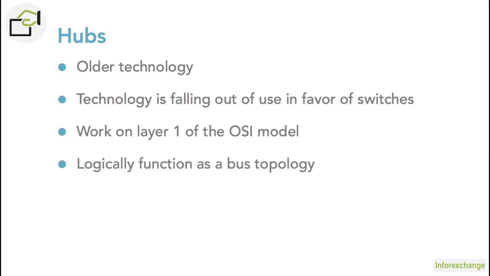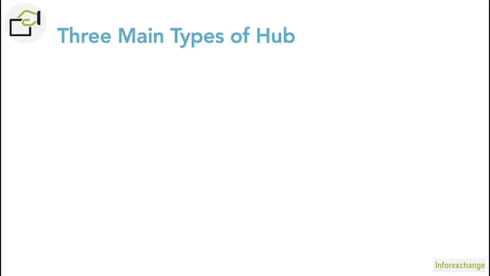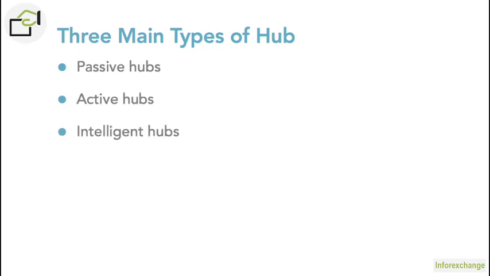This meant, of course, that the computers connected to the hub had to use contention to find out who could send their data on the network first. If you had too many hosts on a single hub, you could actually have too many collisions taking place. And if you had too many hosts, it could eventually get to the point where the collisions would actually bring down the entire network. There were 3 main types of hubs. There were the passive hubs, active hubs, and finally, intelligent hubs.